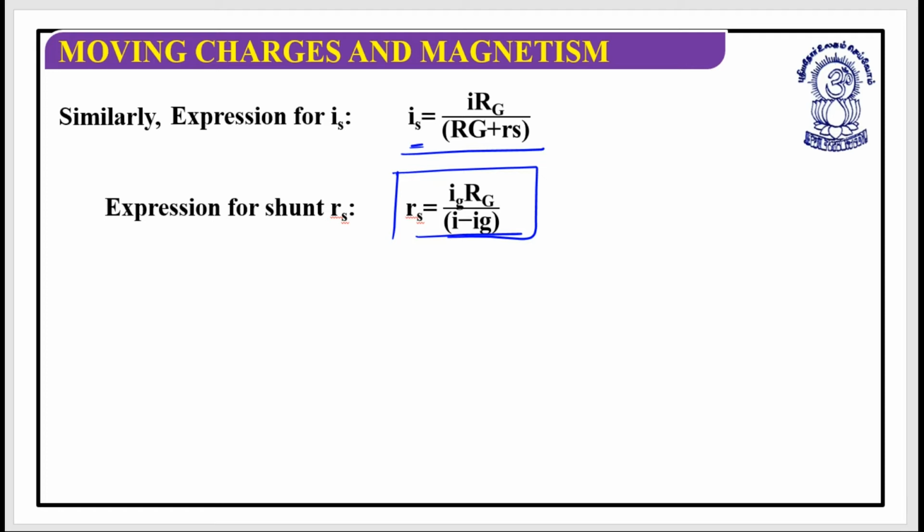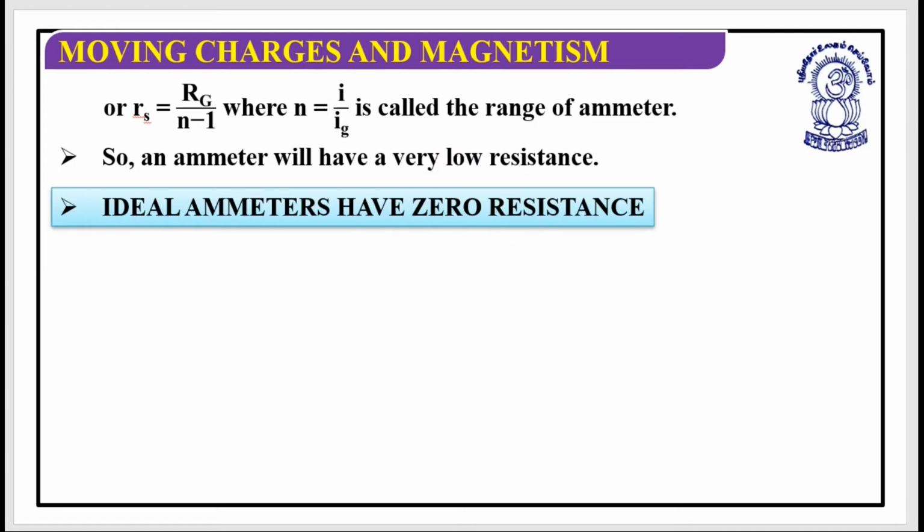Is it clear? Yes. Rs could be calculated as Rg upon n minus 1, where n is I divided by Ig, and this can be said to be the range of the ammeter.